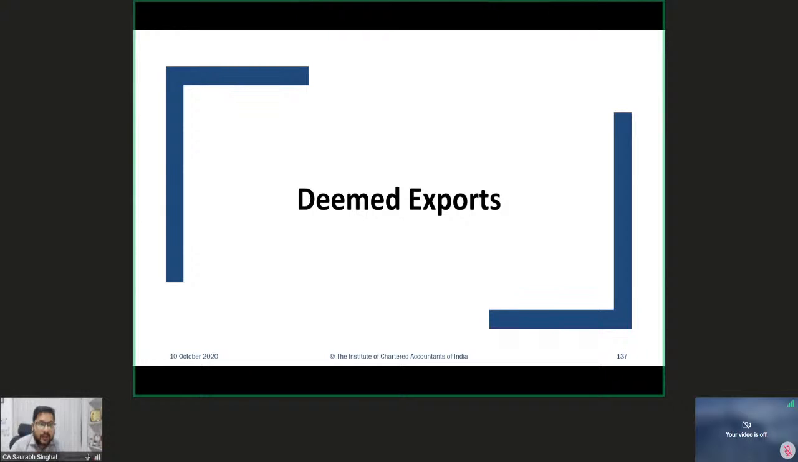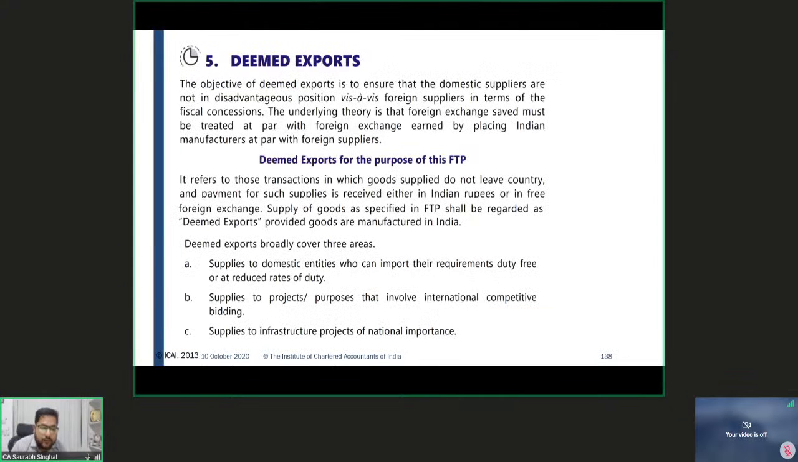Now we come to the last topic, and the last topic is on deemed exports. What are deemed exports? This is chapter 7 of the foreign trade policy. What is the objective behind this chapter? The objective of deemed export is to ensure that the domestic suppliers are not in a disadvantageous position vis-a-vis foreign suppliers in terms of the fiscal concessions.